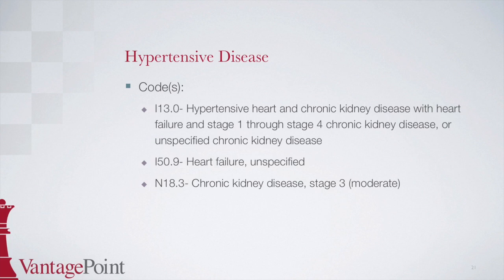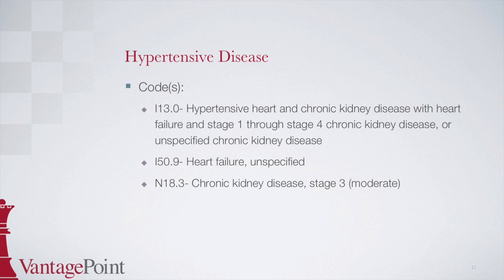The first code is I-13.0, hypertensive heart and chronic kidney disease with heart failure and stage 1 through stage 4 chronic kidney disease or unspecified chronic kidney disease. We know a combo code is appropriate as documentation states that the patient's CHF is due to hypertension, which is required for using a hypertensive heart disease code.